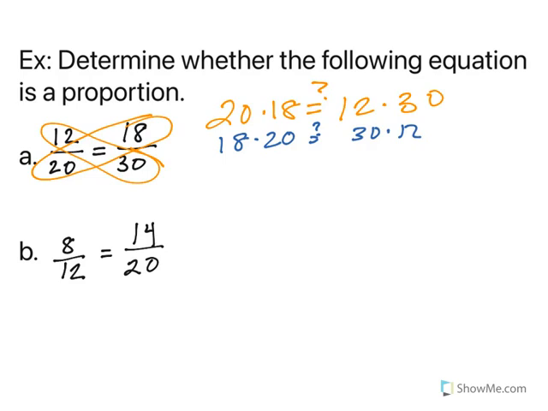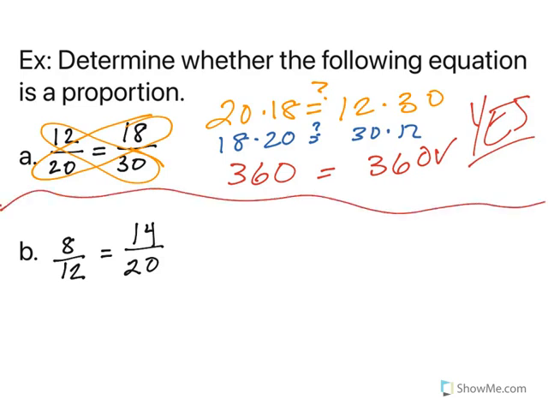So in this case, 18 times 20, or 20 times 18 is 360, and 30 times 12 is 360. So yes, those are equal. It checks out. Yes, this letter A is a proportion.